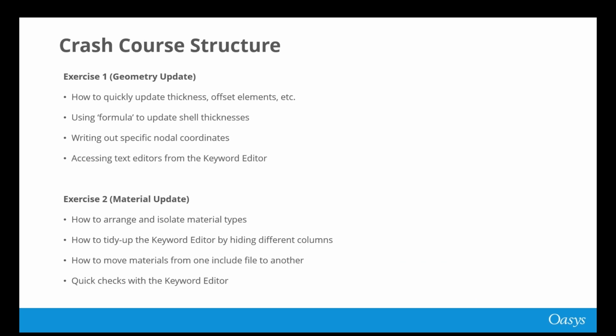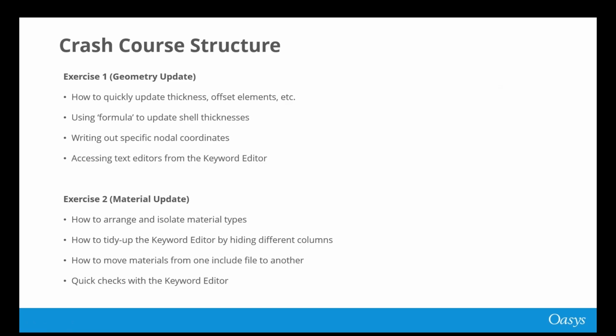Last thing before jumping into our demonstration, we're going to be working on two exercises today. The first exercise is a geometry update. When you have a simple geometry, how can you quickly perform these updates easily, using formulas or writing out certain things from the keyword editor? And the second exercise will be more on material updates.